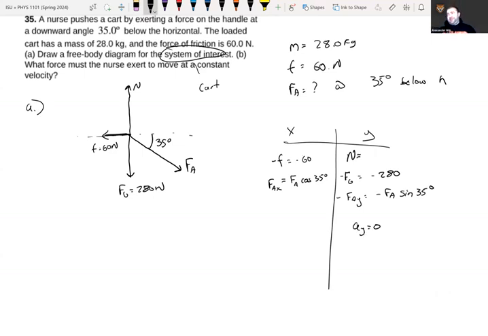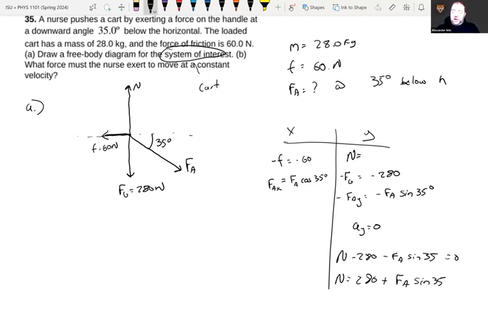And that's just true because this thing can't accelerate up or down. That's just by virtue of the fact that it's on flat ground and it's not leaving the ground. We know that normal will then have to be, so it would be normal minus 280 minus FA sine 35 would have to be equal to 0. So your normal is more than gravity. It's 280 plus your applied force times sine of 35 degrees. Okay, so that's why normal has to be greater than. Now we don't know what FA is. We're not actually going to find normal, but I just wanted you to see that.